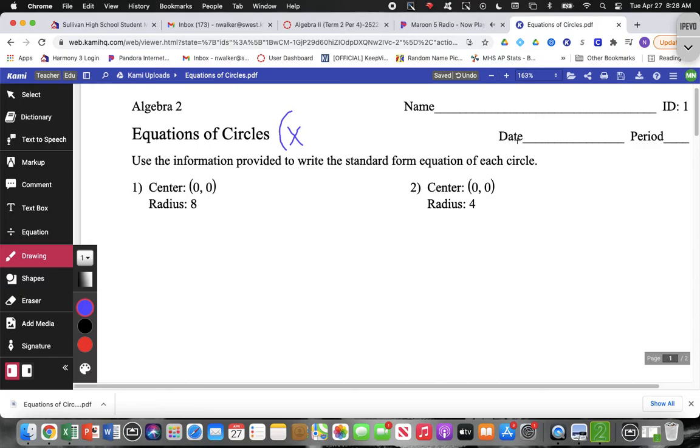Not x minus y. Golden Arrow Singers and Senior Student Council, please report to the Commons.